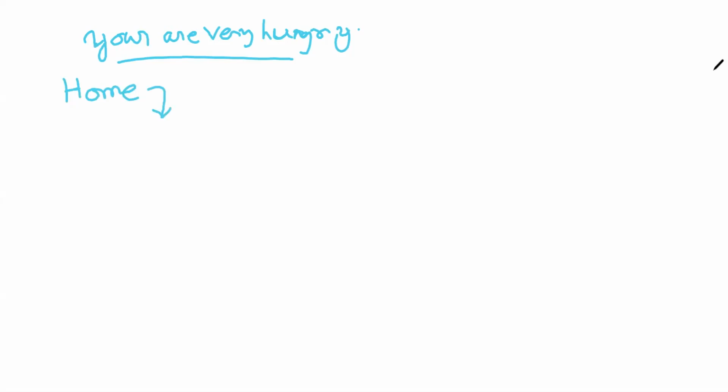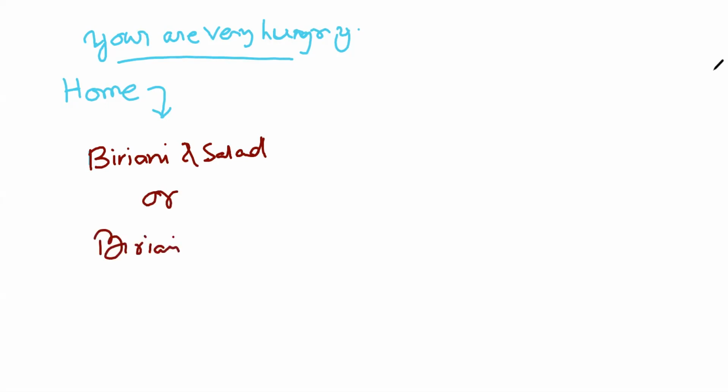You ask your mother, I am very hungry, please serve me some biryani and salad. Or you could say it like this: please serve me some biryani if you have it, and if salad is not there, also it's okay. Then also it's okay. So how to put this statement?